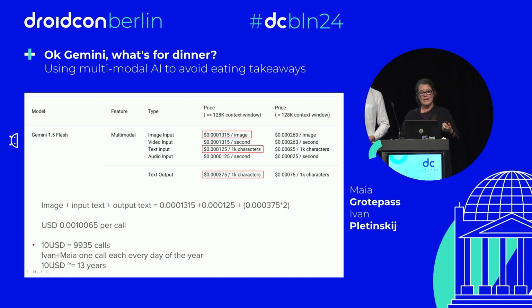Because with the $10 that we put onto Google Cloud, for our kind of usage, we would have 9,935 API calls, which means that if Ivan and I asked for a recipe once a day, every day of the year, we could use the $10 for the next 13 years.